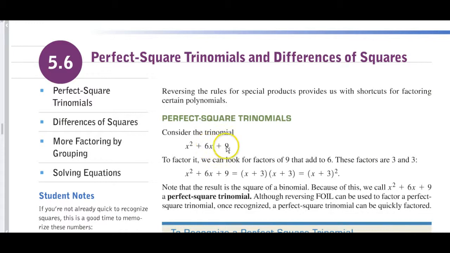Now, the key is if you took the square root of 9, that's 3, and you doubled it, you would get 6. So this is, in fact, a perfect square trinomial, as they are saying, which will factor into two binomials that are exactly the same and often written with this signature.